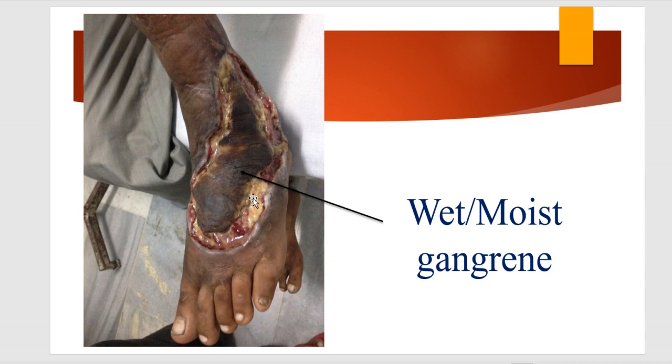This is how a wet or moist gangrene may look. A middle-aged male patient, diabetic, you can see here an example of wet or moist gangrene. Just focus on the digits, almost looking okay, although the patient is having vasculitis, microvasculitis due to diabetes.